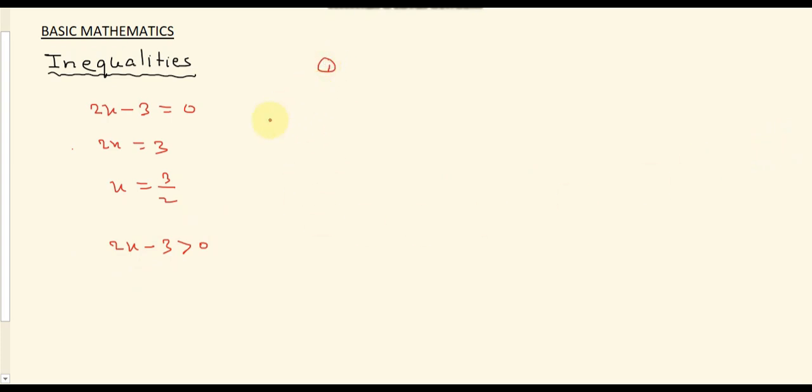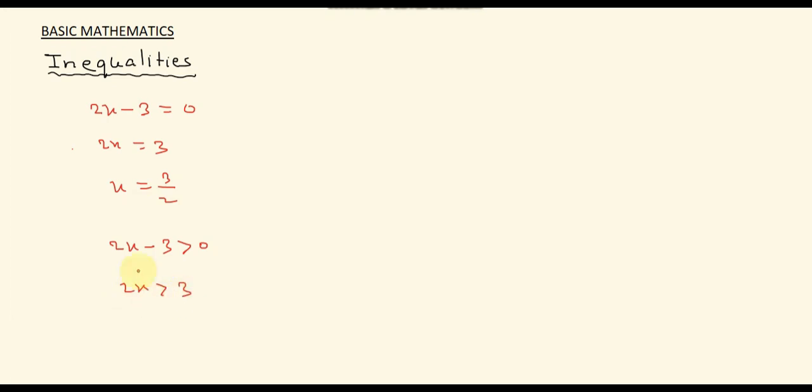See, whenever we have to change the side of any term, the sign of that term changes. If you want to take minus 3 on the right hand side, it will become plus 3. And if you want to take 2x on the right hand side, it will become minus 2x. The sign of inequality in this case remains unchanged. Whenever we change the side of any term, its sign changes, but the sign of inequality remains unchanged. So taking minus 3 to the right hand side, it is 2x greater than 3.